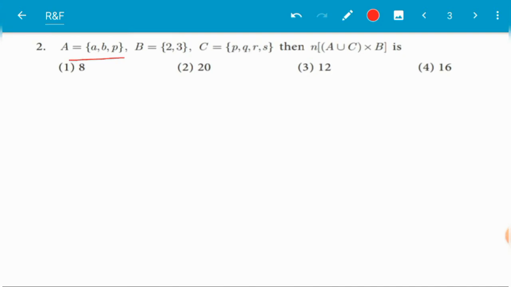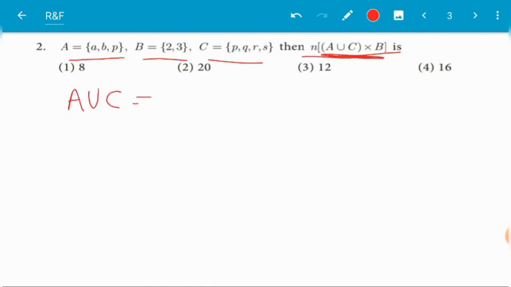A is equal to {a, b, p}. B is equal to {2, 3}. C is equal to {p, q, r, s}. Then the number of elements in (A union C) cross B. Option 1: 8, option 2: 20, option 3: 12, option 4: 16. This also you try. Before going to solve this one, first of all find out A union C.